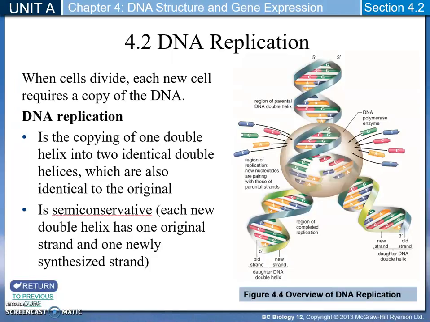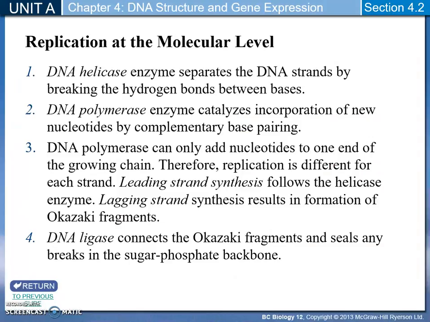All right. So from the original double helix, each new double helix has one new strand plus one from the old DNA strand. So that's what they mean by semi-conservative. The DNA helicase enzyme separates the DNA strands by breaking the hydrogen bonds between the bases. And so we've looked at that before. What holds the DNA strands together is merely hydrogen bonds. And so it's the DNA helicase enzyme that initially separates the two strands.